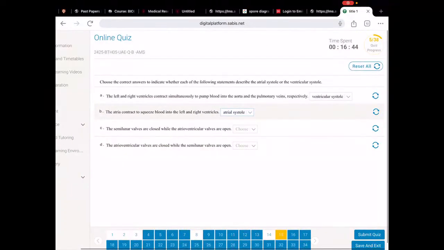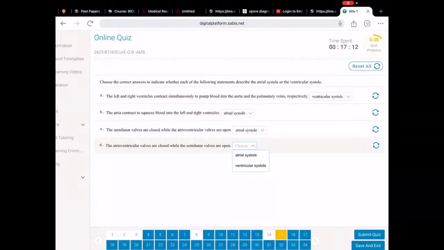Okay? The semilunar valves are closed while the atrioventricular valves are open. Remember, the atrioventricular valves, what do they separate from its name? Atrioventricular, it separates the atria from the ventricle. Okay? So, they're going to be open when the atria are contracting, pushing blood, because what happens in atrial systole? We push blood from the atria into the ventricle. So this is going to be during atrial systole, while in ventricular systole, the semilunar valves will be open while the atrioventricular valves will be closed.